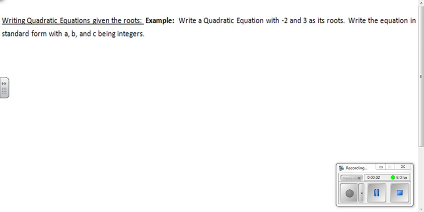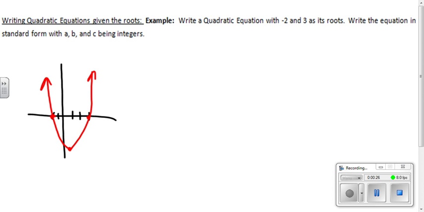Continuing on with our 6.3 lesson, we're looking at writing equations when we're given the roots. So essentially, we are given on the graph where the parabola hits the x-axis. In this case, we'd say maybe it's at -2 and 3. So we maybe have a parabola that looks a little something like this, and we need to write the equation for that. We know the roots, but we don't know what the equation is.